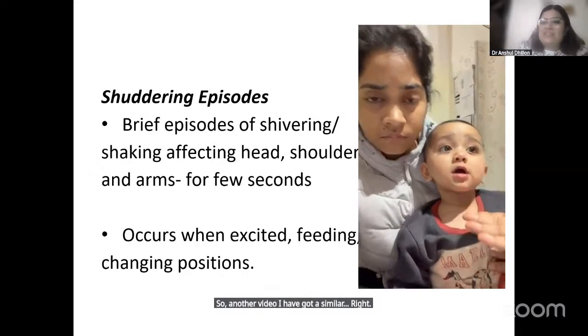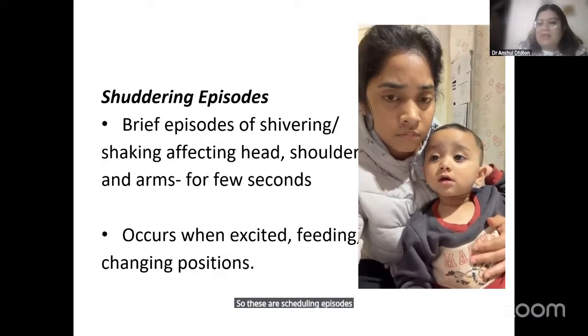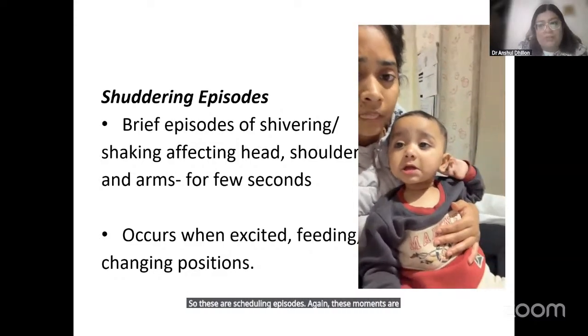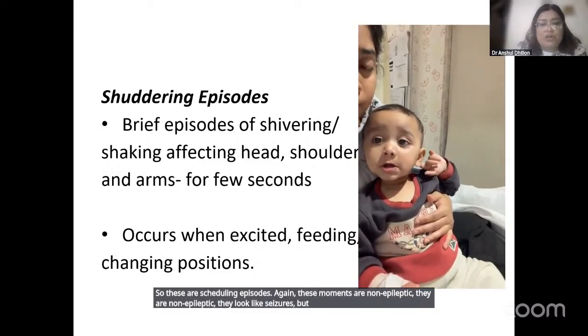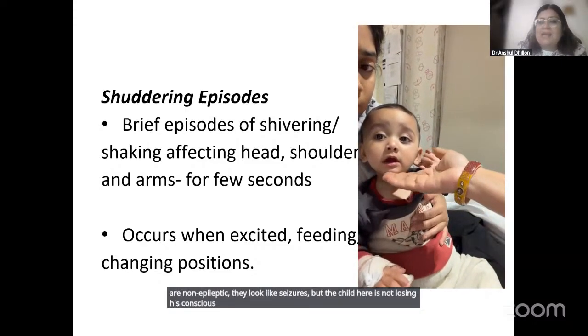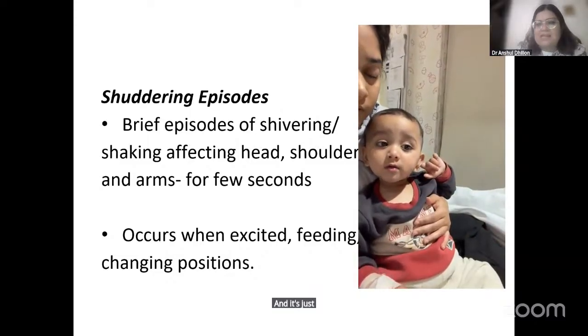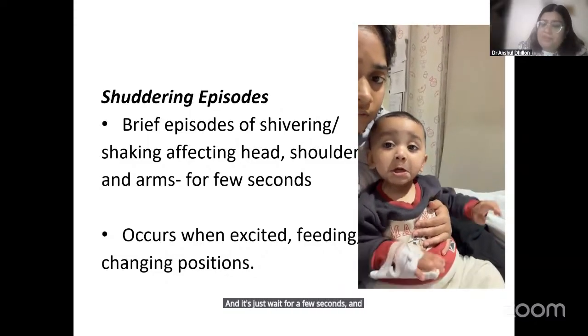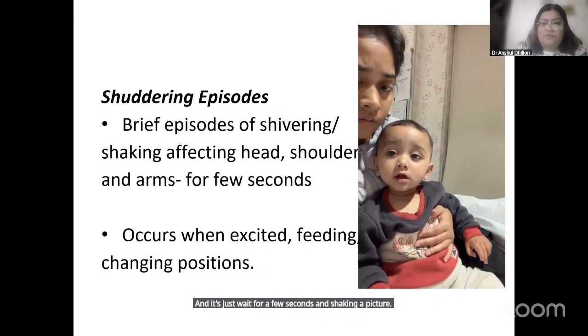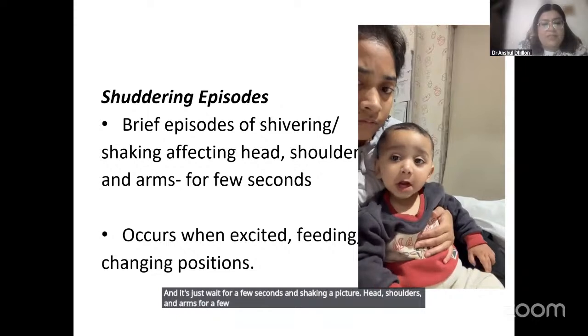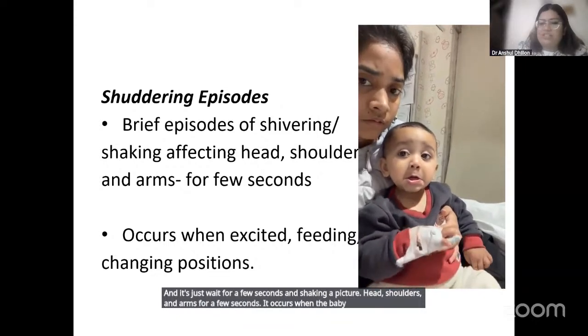So these are shuddering episodes. Again, these movements are not epileptic, they are non-epileptic. They look like seizures, but the child here is not losing consciousness and is just doing it for a few seconds and coming out of it. So there are brief movements of shivering, shaking, affecting head, shoulders, and arms for a few seconds. It occurs when the baby is excited, feeling frightened, or with a change of position.